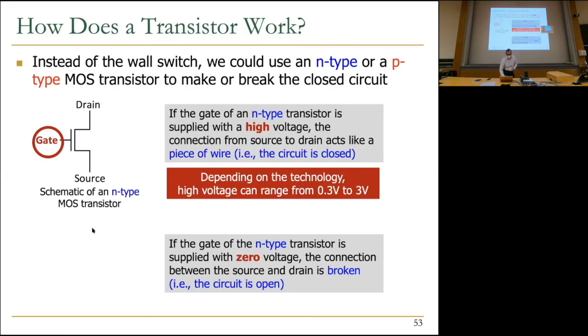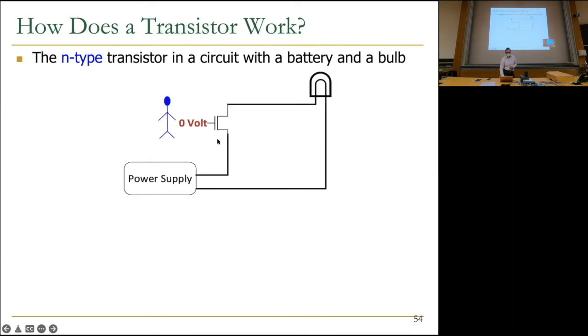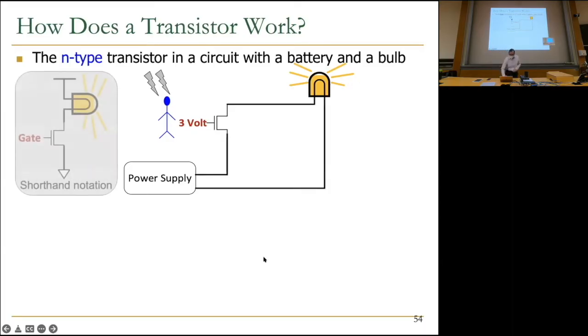In fact, I have an animation showing that. Yeah, let's take a look basically. So we have an N-type transistor as a circuit with the battery and the bulb, just like the wall switch earlier. So this is our transistor now, not the wall switch. You go and apply 0 volts, light doesn't turn on because the transistor doesn't conduct current between the source and the drain. This looks like an open wire. You go and apply high voltage. Now the transistor acts like a wire and the power supply gets connected to the bulb. As a result, electricity turns on, right? Makes sense. Okay? Basically, the transistor is the wall switch.